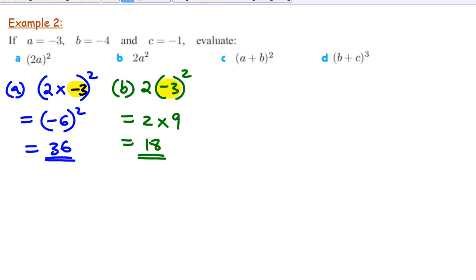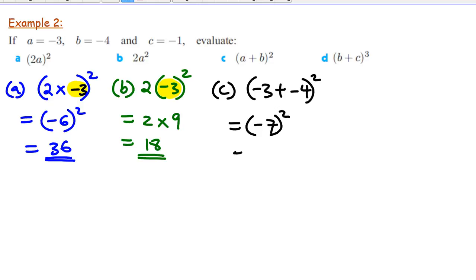In part C, what I have is a plus b. Remember, use brackets. So a is -3, b is -4, squared. So that is -7 squared. 7 times 7 is 49, negative and negative, positive. So positive 49.